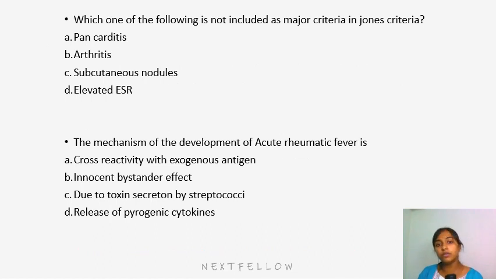Next question. Which one of the following is not included as a major criteria in Jones? So Jones criteria is seen in which disease? It is seen in rheumatic heart disease. So pancarditis, arthritis, subcutaneous nodules are seen in major criteria. Elevated ESR is seen as a minor criteria. So the answer is elevated ESR. The mechanism for development of acute rheumatic fever: the pathogenesis is type 2 hypersensitivity reaction, and the antibodies which are formed against the streptococcal antigen will react against the cardiac tissue also. So cross reactivity with the exogenous antigen is the answer.